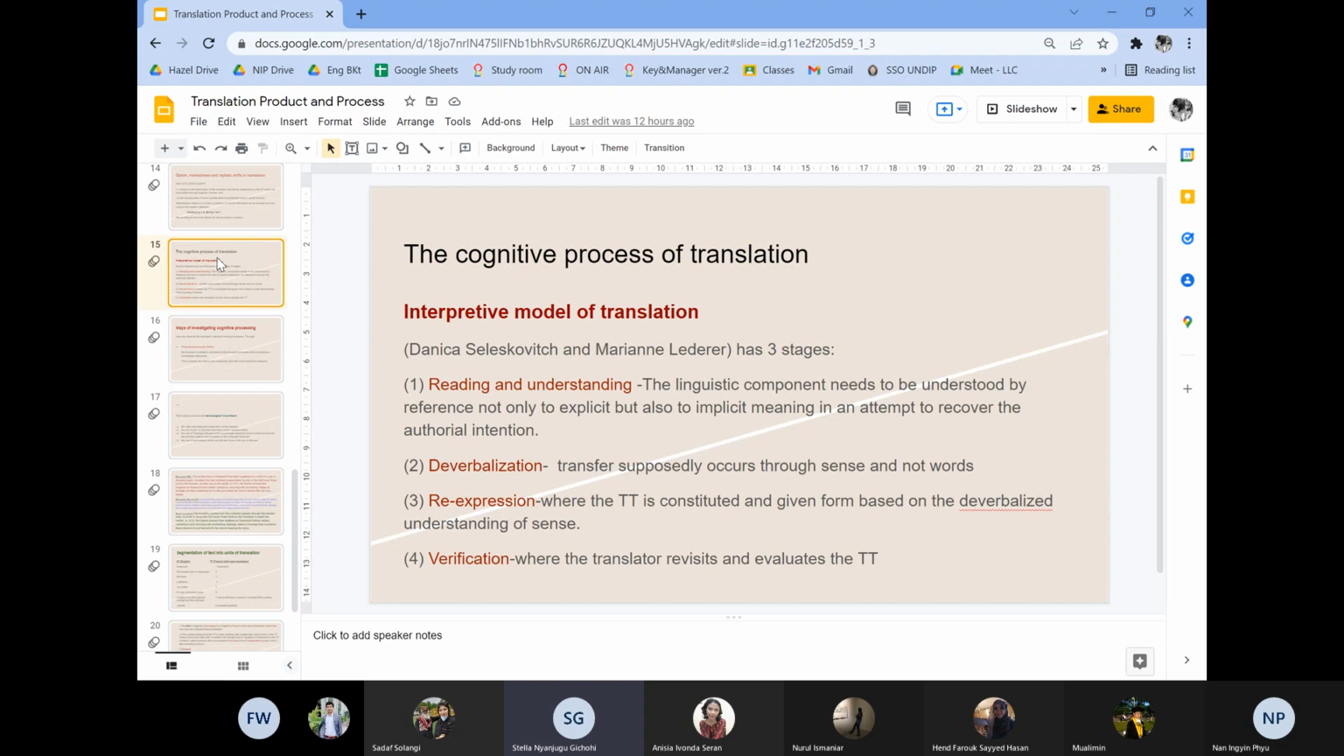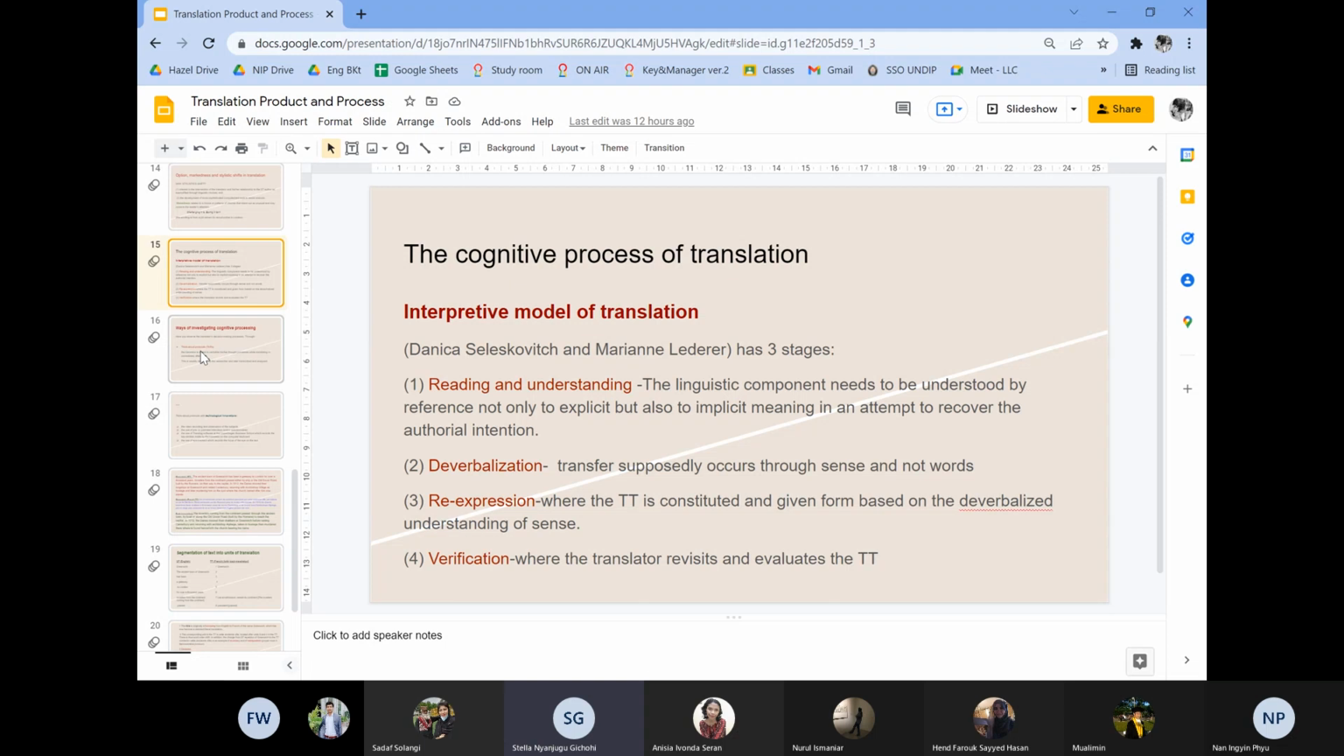Yes, so as Hazel mentioned, when it comes to translation, we have two aspects. We have it as a linguistic product and as a process. And this is what we call the cognitive process. In this cognitive process, we have a model that we call the interpretive model of translation. This was by Danica and Marianne. And this stated three stages that if you were to translate, you begin with reading and understanding. So this is where the linguistic component needs to be understood by reference. You have to get the explicit and the implicit meaning. So first you read and you understand.